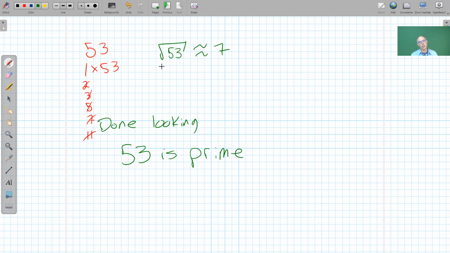So that's kind of a nice trick. The turning point could be a number by itself, which is the definition of a square root. So find the square root, and that tells you how far to look. Otherwise, without that idea, I'd have to keep looking until I got close to 53. But that factor list helps us figure that out. Yeah, so 53 is prime.